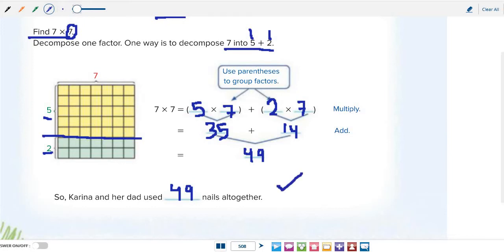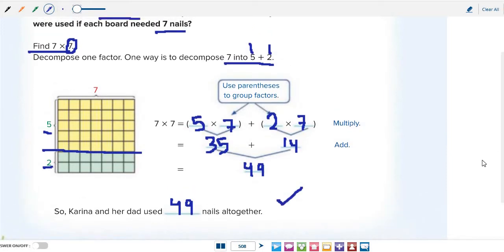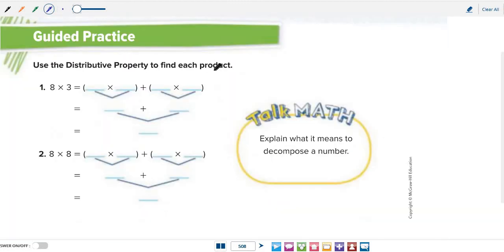Now please grade 3, be sure to fill these blanks with the correct answers. Now let's solve question number 1. Use the distributive property to find each product. 8 times 3 equals what plus what? To find this unknown fact, we can decompose one of these two factors. We can decompose 8 or we can decompose 3.